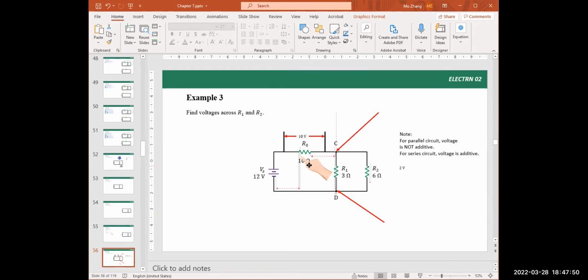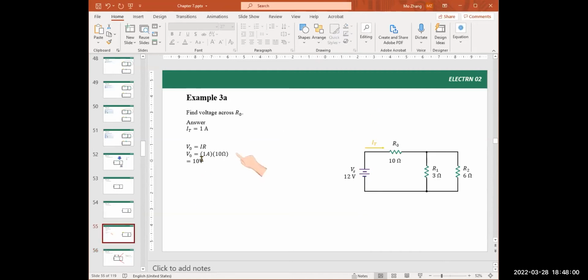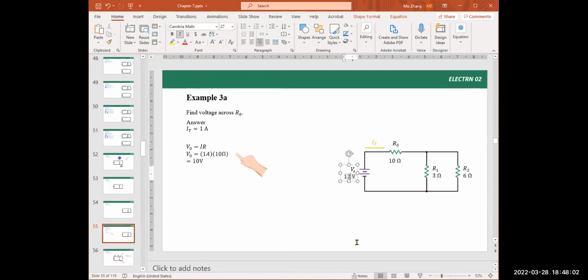Afterward, we can find the voltage at this point. But first, we need to know how much voltage drops on R0. Actually, we calculated it equals 10 volt. The source is 12 volt, right? 12 volt total delivered to the system. 10 volt out of the 12 volt, right? 10 out of the 12 drops on R0. Why is that? Because R0's value is larger than the remaining two combined.